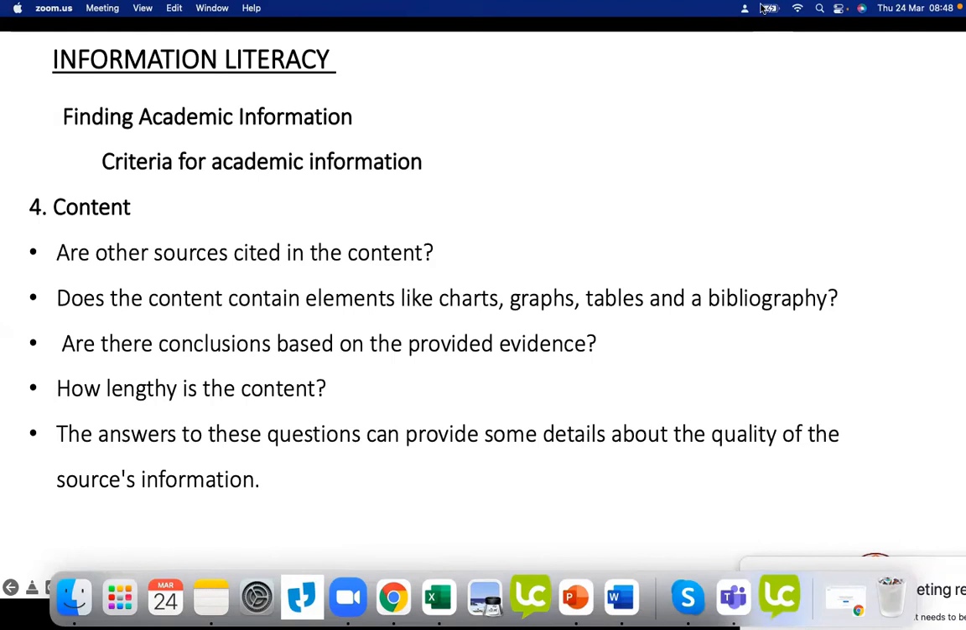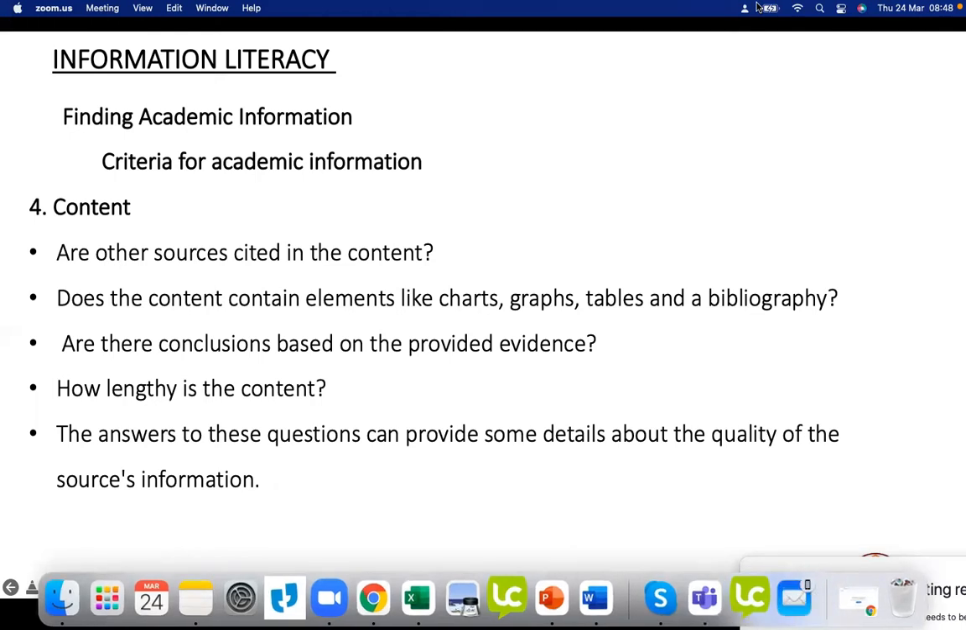Alrighty, so let's continue. How lengthy is the content? The answers to these questions can provide some details about the quality of the source's information. Remember, if we just have one page, like 50 words, it's not really going to be a lot of credible information. So the length does matter. Questions, comments?